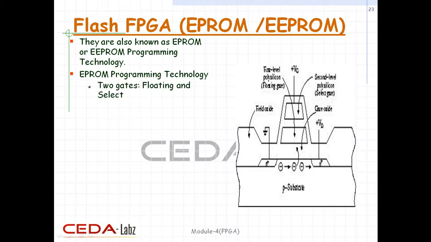Basically there are two gates, floating and select. In order to make the channel conductive, high voltage must be applied to the control gate. Once the floating gate is charged, the electrons in it cancel the electric field from the control gate.